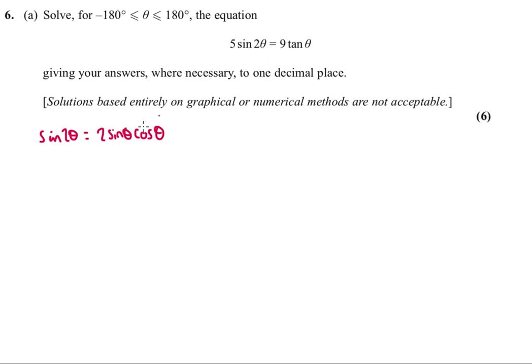So 5 lots of sine 2 theta is going to be 10 lots of this. So we can have now 10 sine theta cos theta is equal to 9 tan theta. Now we've got sines and coses on the left, so we're probably going to want things to do with sine and cos on the right as well. So let's turn tan theta into sine theta over cos theta.